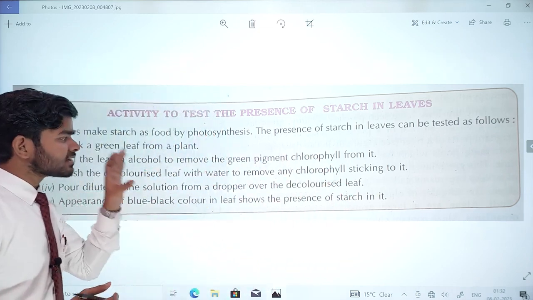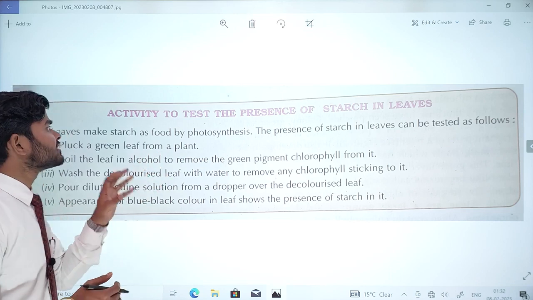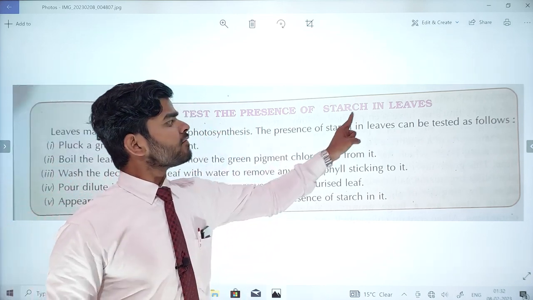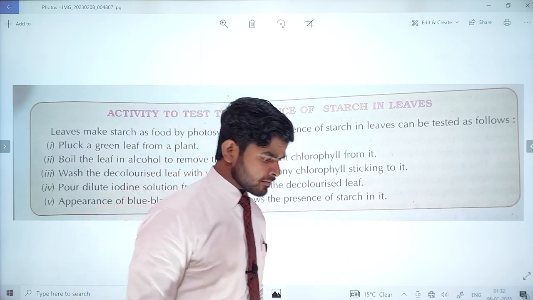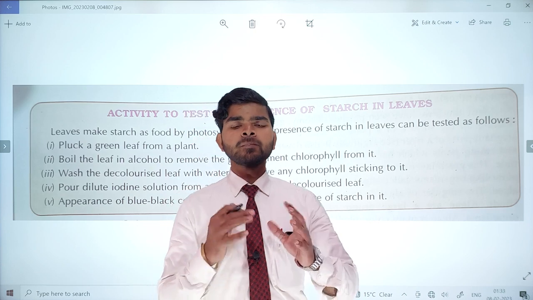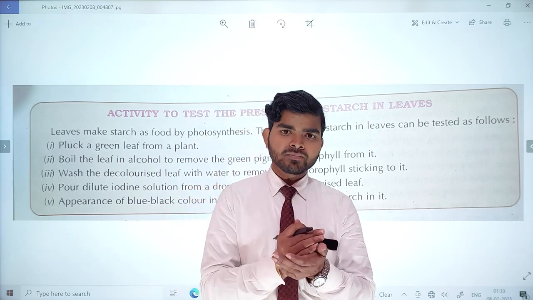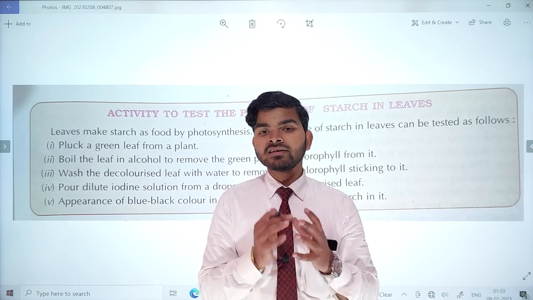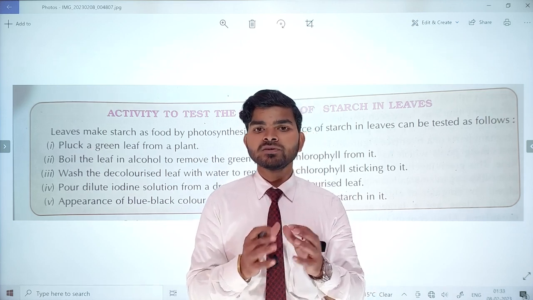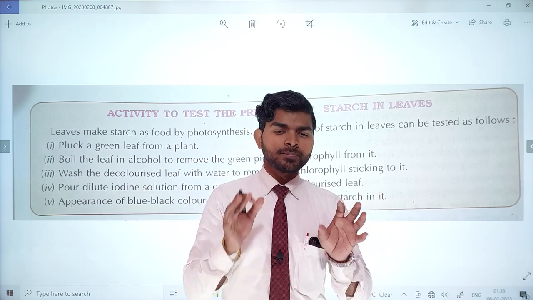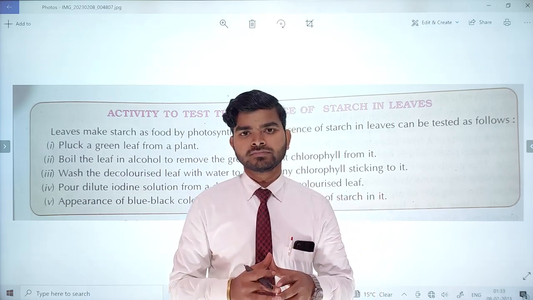But now, listen to me just for reference: an activity to test the presence of starch in leaves. First of all, I just want to tell you that the presence of starch in the leaves denotes that photosynthesis has already run, or is running, in the plants.